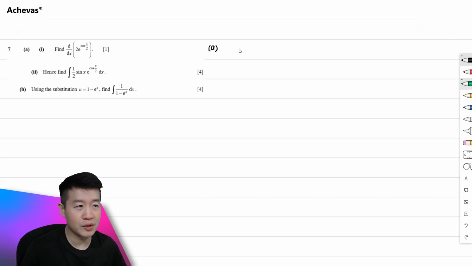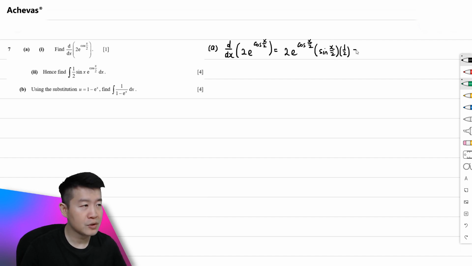So A, we are supposed to differentiate this, 1 mark. So d dx of 2e to the power of cosine x over 2. This is going to be 2e to the power of cosine x over 2 and sine x over 2 and half. So this 2 can be cancelled. Oh, minus sine. This is going to be minus e to the power of cosine x over 2 and then sine of x over 2.